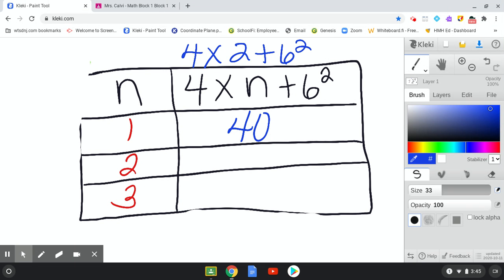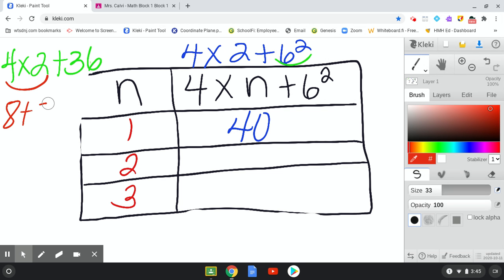All right, now I have to work with order of operations. According to the order of operations, I have to do my exponent first. So I am going to keep my 4, keep my multiplication sign, keep my 2, keep my addition sign. 6 squared means 6 times 6, that is 36. According to the order of operations, I have to do multiplication next. 4 times 2 is 8. Drop down my addition sign, drop down my 36. 8 plus 36 is going to give me an answer of 44. So I would be putting 44 in this box.